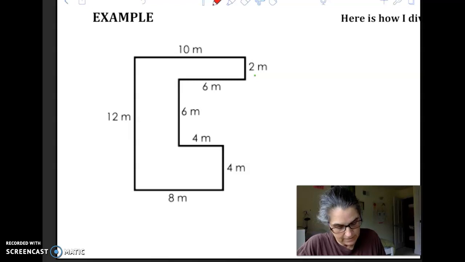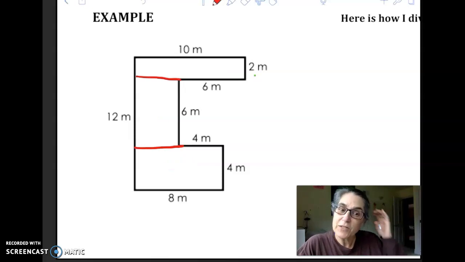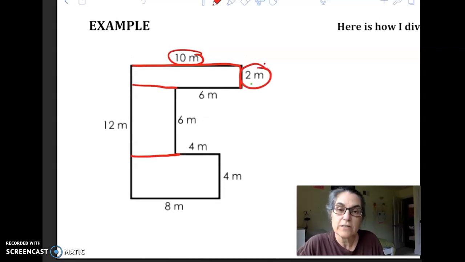I'm going to look at this shape right here, and I'm going to split this up into three rectangles. You see one on the top, one in the middle, and one on the bottom. The one on the top and the one on the bottom are pretty straightforward because I already know the lengths of the sides. This side is 10, so I would use 10, and this side is 2, so I would use the length 2 to find the area. 10 times 2 is 20, so that would be the area of the top one.